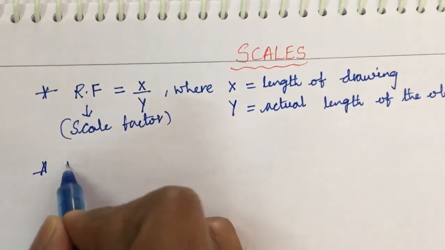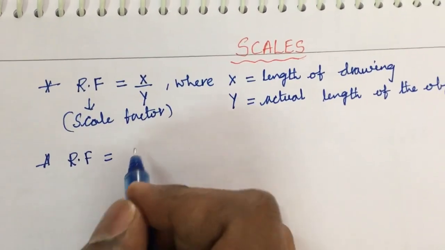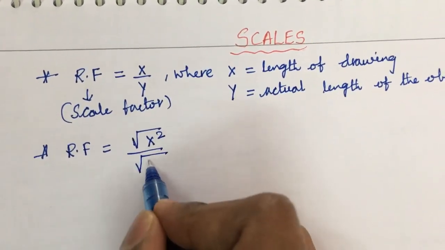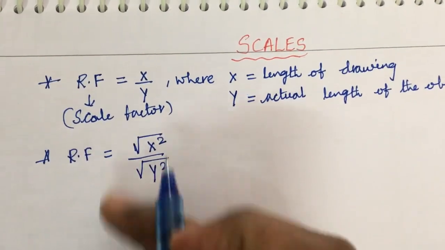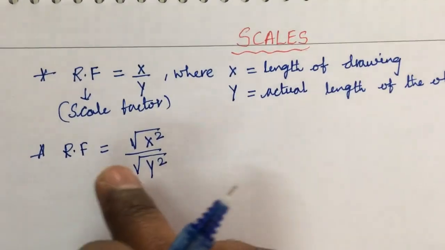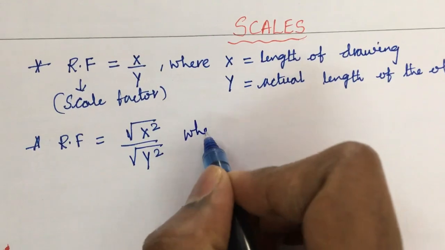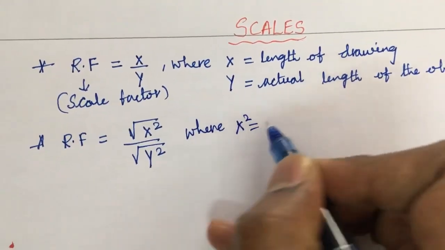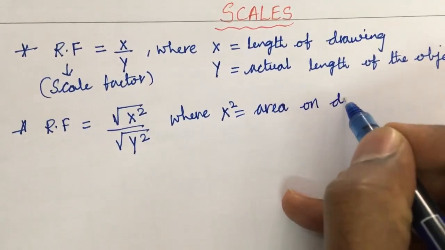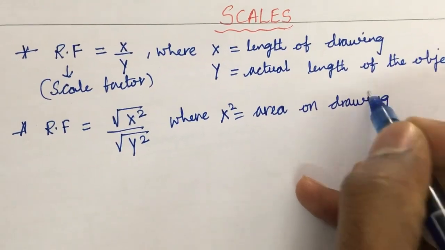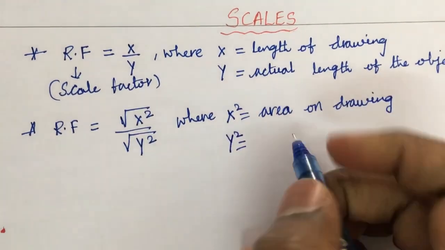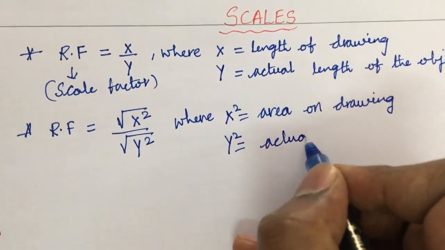Now, for example, if the question is in terms of area, then your RF changes into the square root of x squared upon y squared. We need to convert these into linear in order to work out the RF. Whenever area is given, x squared is all about area, like the question will be the area on a map, or the distance between two railway stations. If such questions come in the paper, your RF needs to be in terms of the square root of x squared over y squared.